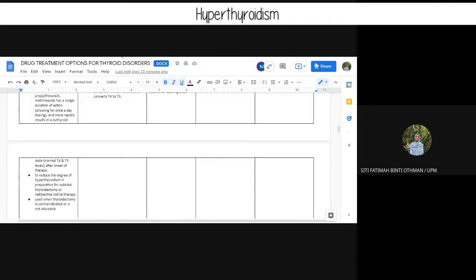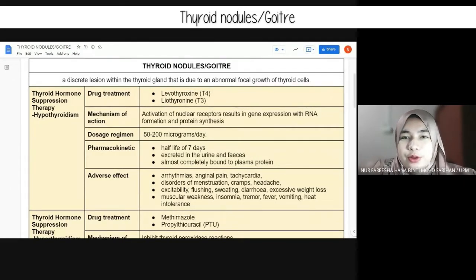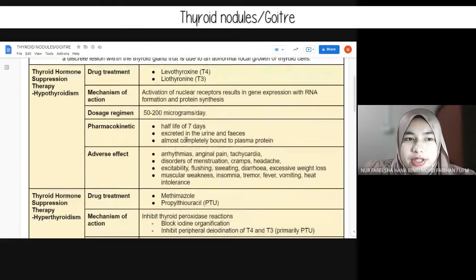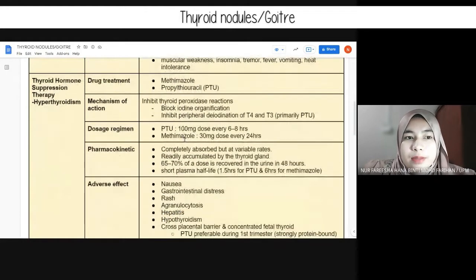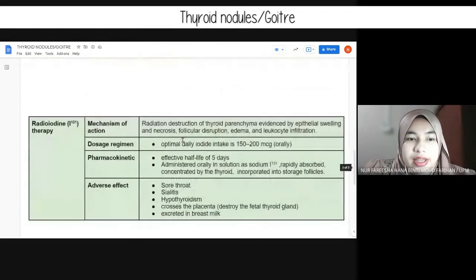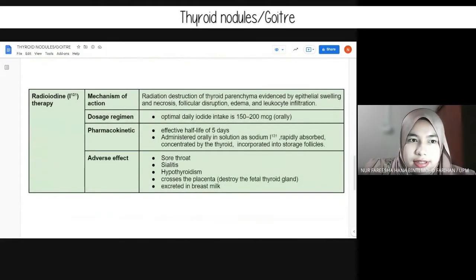Okay, thank you. So I will continue with thyroid nodules or goiter treatment. So first, a goiter is a discrete lesion within the thyroid gland that is due to an abnormal focal growth of thyroid cells. In the treatment, we will cover three: first is thyroid hormone suppression therapy for patients with goiter presented with hypothyroidism, second is thyroid hormone suppression therapy for patients with goiter presented with hyperthyroidism, and lastly, radioiodine therapy.